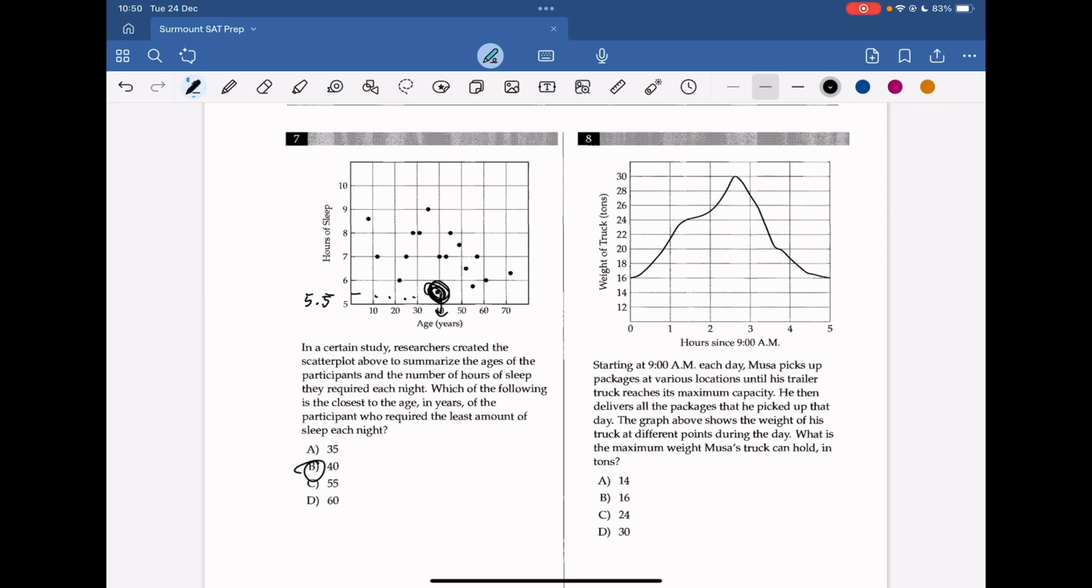So if you look at here, the minimum weight seems to be at 16. So this must be the weight of the truck when it's empty, right? Because it's not carrying any weight. And the maximum here seems to be at 30. So this is the weight of the truck at its maximum capacity. And to find the maximum capacity without regarding the truck's weight, we can simply subtract the two. And we'll be getting 14, so the answer is A.